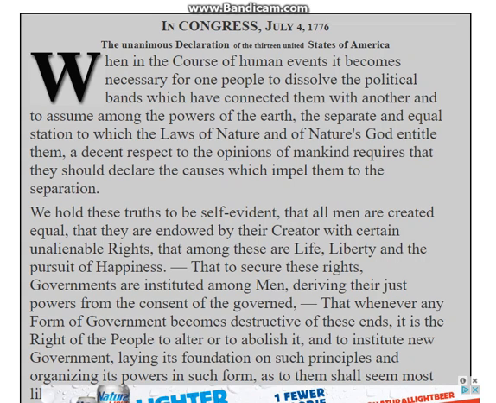So, I told you a little bit about where the Declaration of Independence came from, what it originally said, how it got changed, and what sort of pushed the American Revolution.